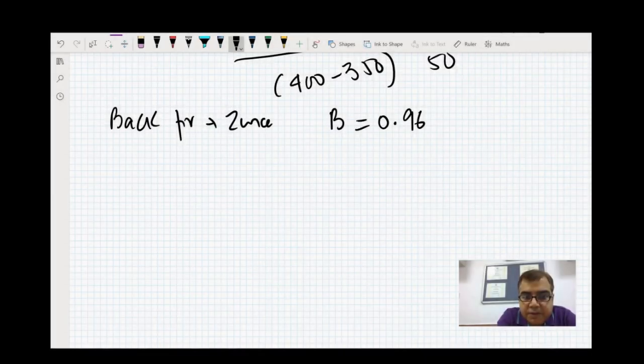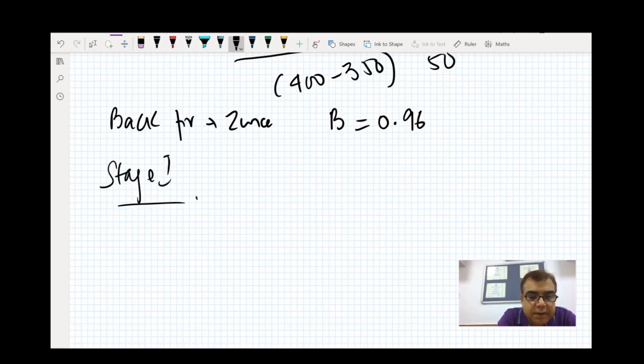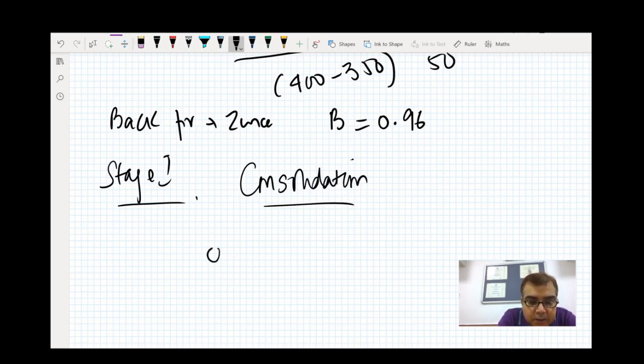Okay, once we have achieved a B coefficient of 0.96, we can now proceed to stage 1 of the triaxial, which is you need to consolidate the sample. Okay, the consolidation stage. Now in consolidation stage, we need to first identify what is the effective stress you would like the sample to be consolidated before the start of stage 2, that is the shear.